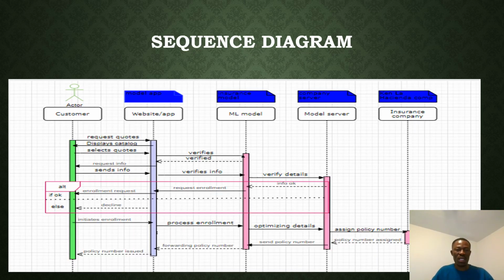We have a sequence diagram where the actor, which is the customer, interacts with the system sequentially. And we have an alternative here. If the system is unable to process the customer information, or if the customer gives in wrong information, the system rejects it back.